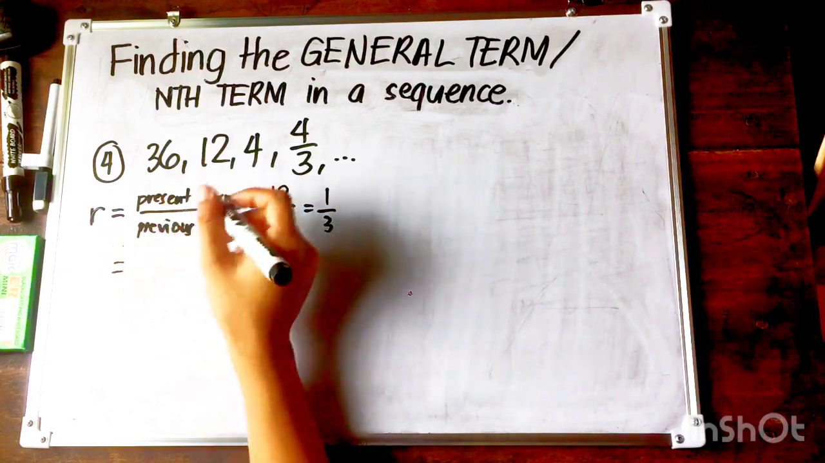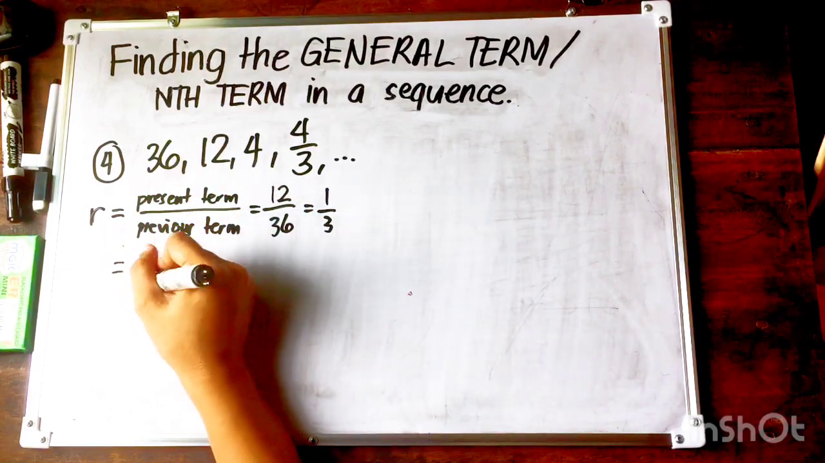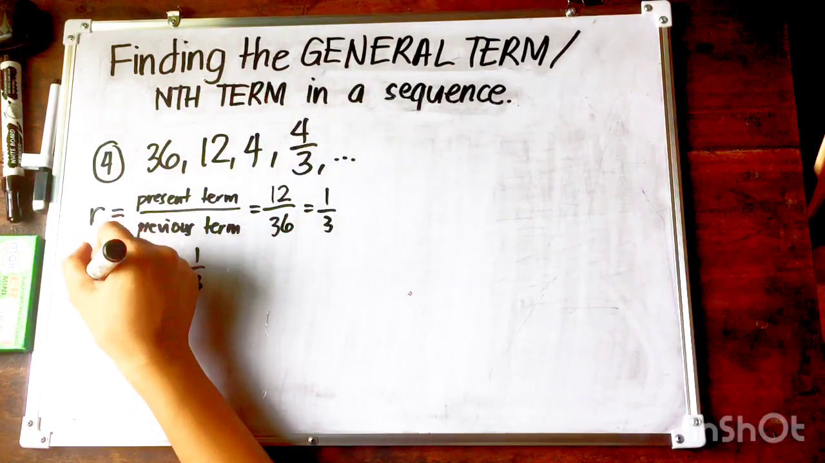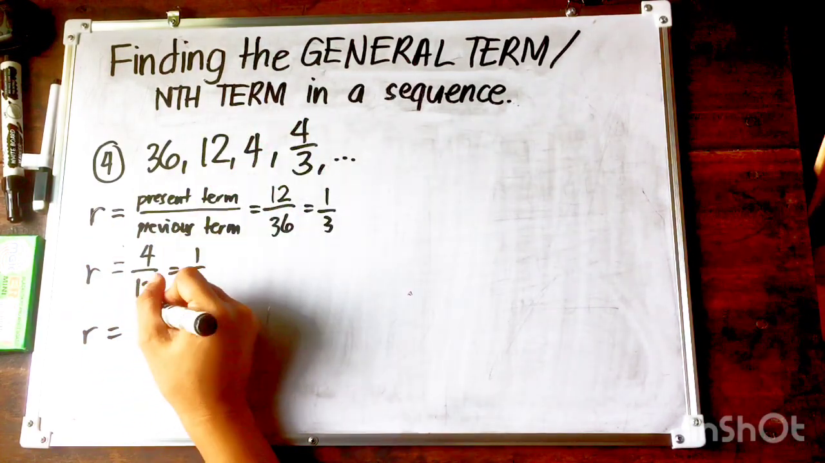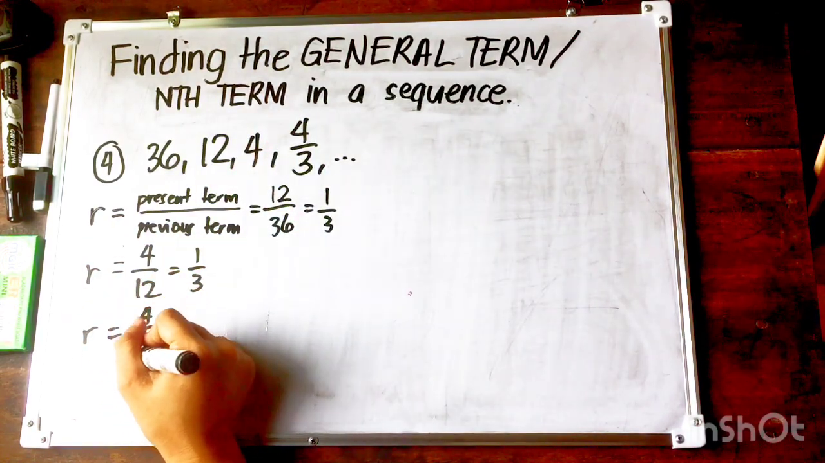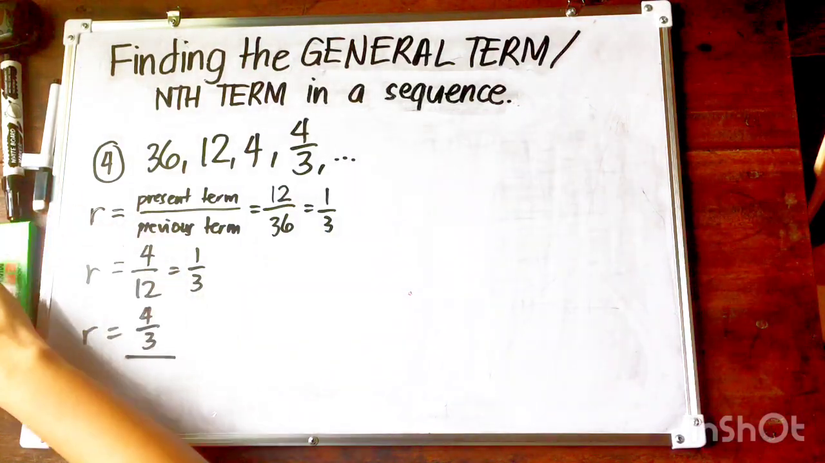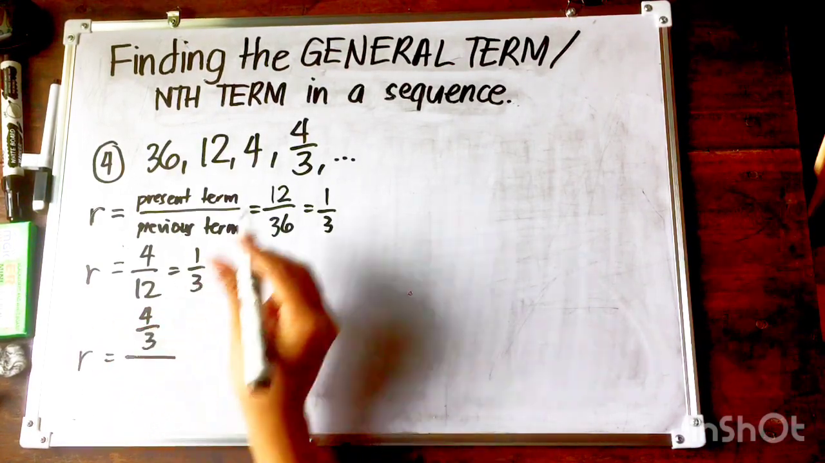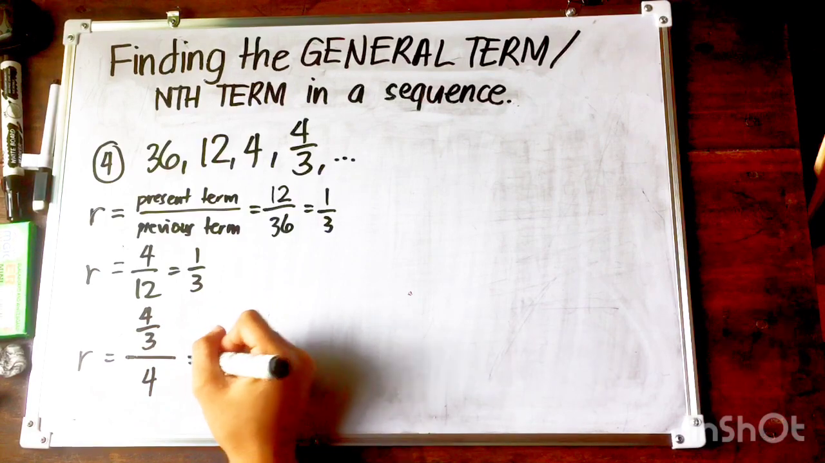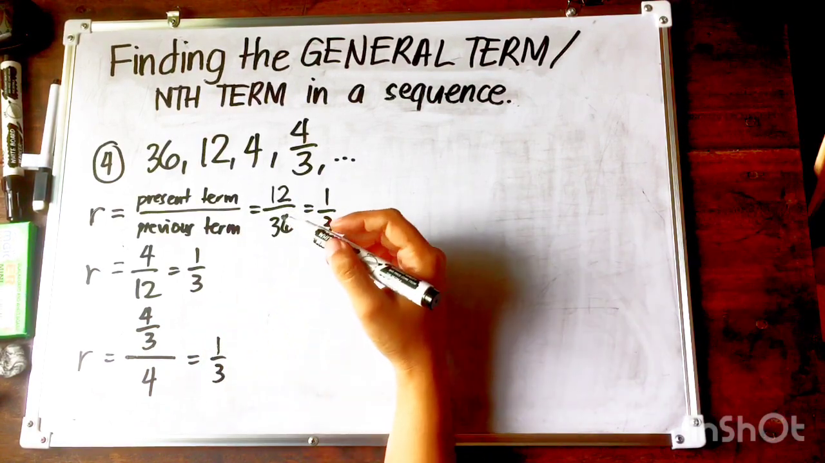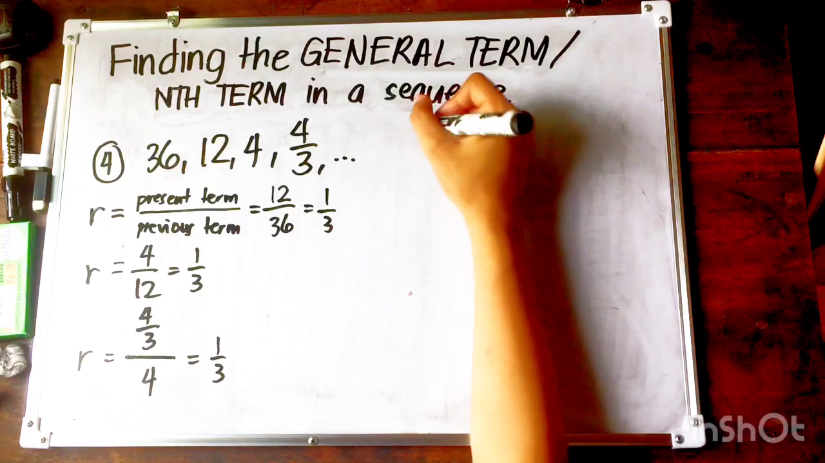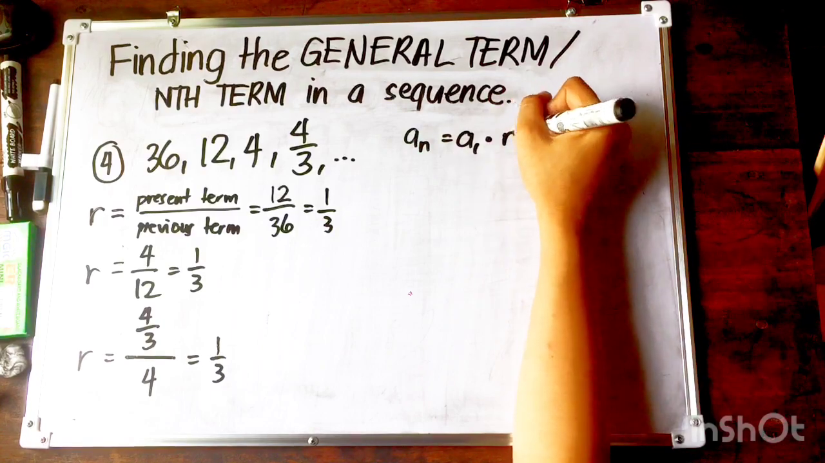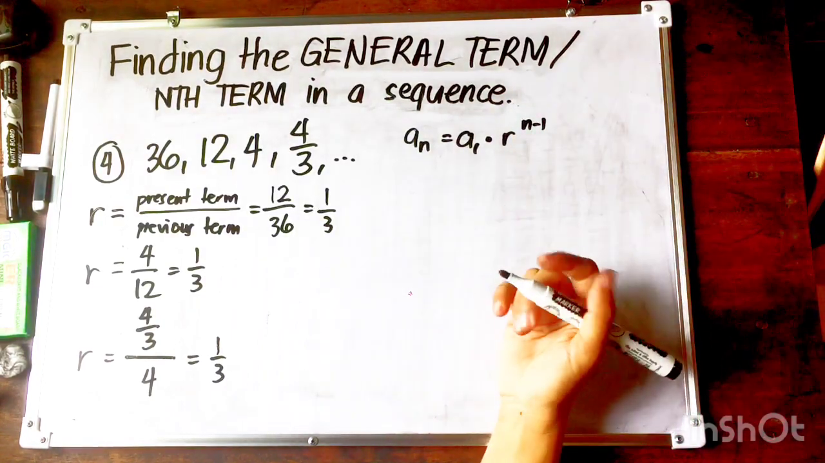Similarly, 4 divided by 12, right? Present over the previous term. So still that is 1/3. And then we have here 4/3 divided by 4, so 4/3 divided by 4 is still 1/3. So since we have the constant ratio, that means this formula, a sub n equals a sub 1 times r raised to n minus 1, is applicable.